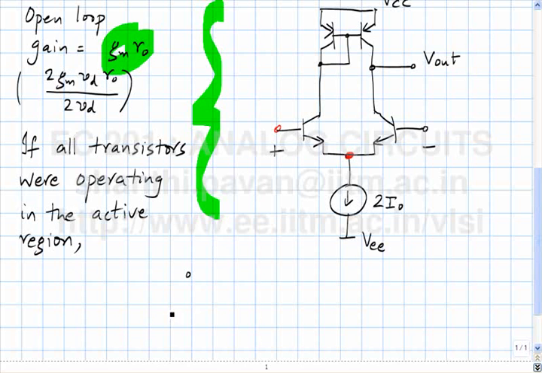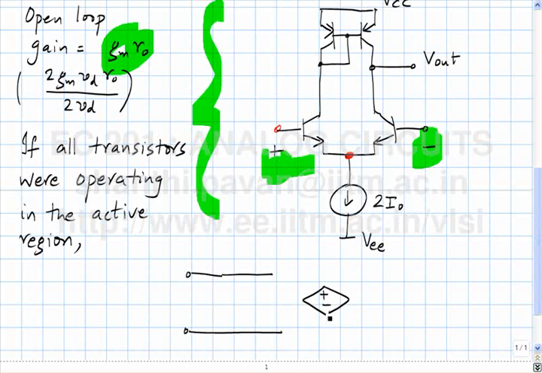what would be the input impedance? What is the incremental input impedance looking in between this terminal and this terminal? Why is it infinity? The beta is infinity, so there is no R pi at all. Okay, R pi is infinite, so as far as the amplifier is concerned, the input impedance is infinity.